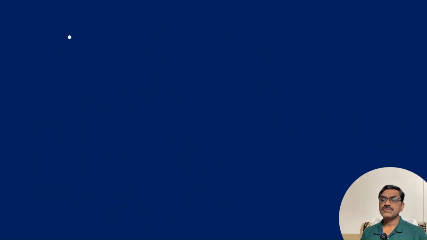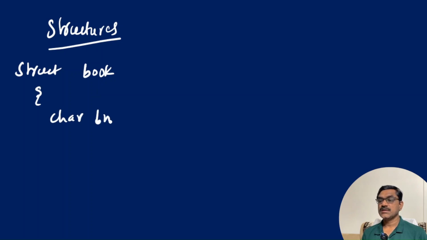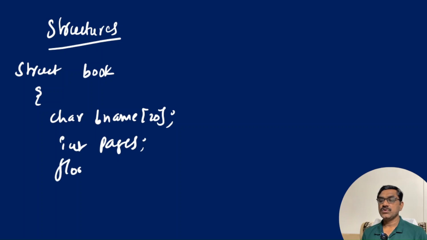Now, the main use of the typedef statement in structures we are going to discuss. See, generally, whenever we want to declare a structure, we write the structure like this: struct, and assume that the name of the structure is book, and here we are taking some field names, char bname with dimension 20, and here we are writing int pages, and here float marks, and here we are writing semicolon. This is the way of declaring a structure, right?